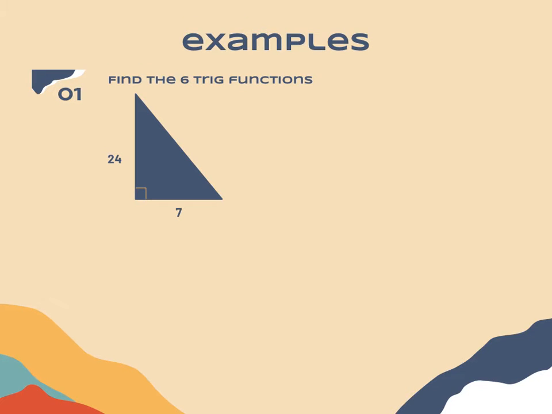All right, so this one just says find the 6 trig functions. I've got a right triangle, 7 on the bottom, 24 on the left. What do we know is the hypotenuse? Which would be what? What would be that number?